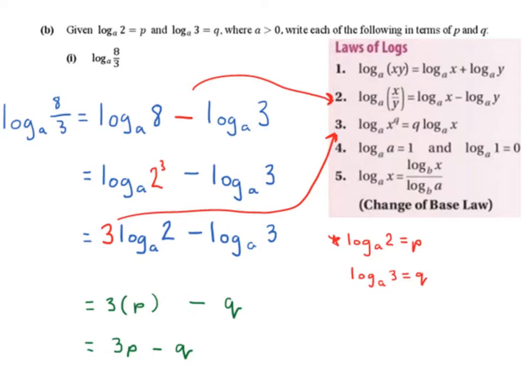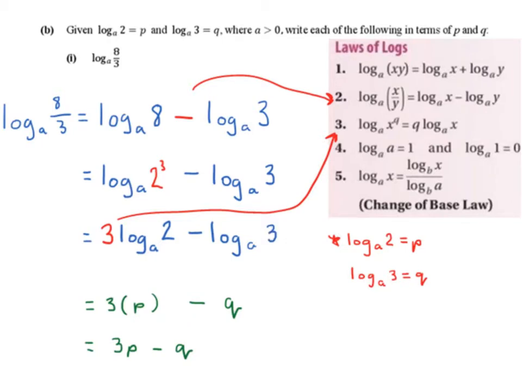Next, we're going to use law 3 of logs, and we're going to bring the power, which is 3, down in front of the log. So log base a of 2 to the power of 3 becomes 3 log base a of 2, and minus log base a of 3 just stays the same.